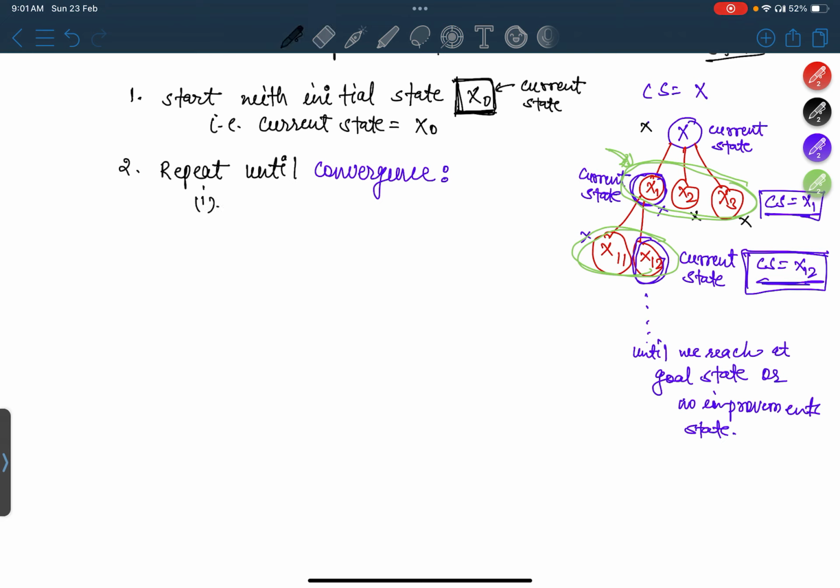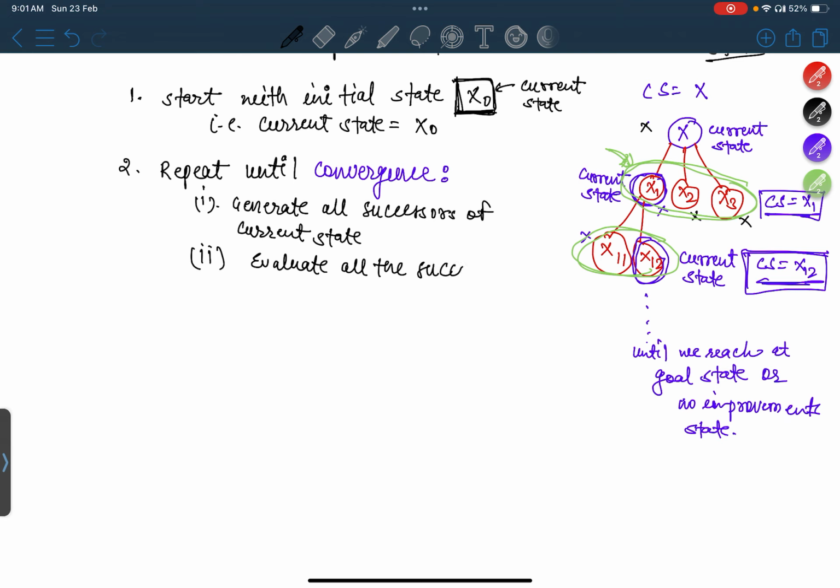We will simply generate all the successors of the current state. So if we are representing the current state, then all its successors are generated. Evaluate all the successors and select one out of them.